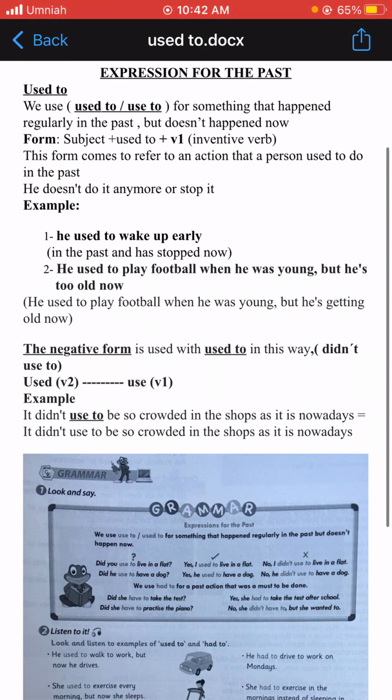Now, let's move to the negative form. So, the negative form is used with used to in this way. Focus. We cannot use used to in the negative form. No, that is impossible.